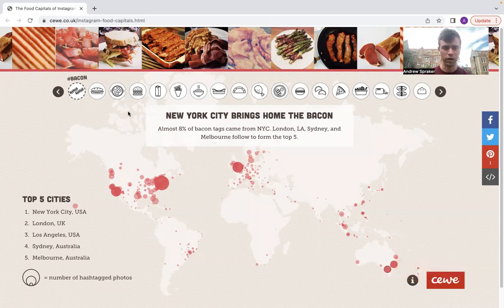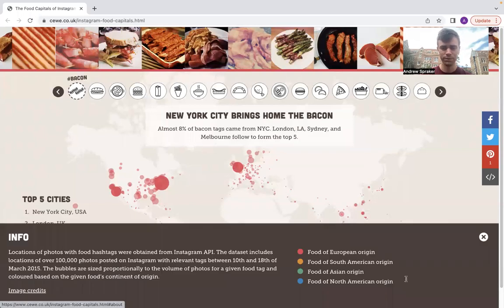And if we look up here, we can see that it is for a whole bunch of different foods. So before we go into this, let's look at the key right here. It kind of shows what this map is. So you can see the food hashtags were obtained from Instagram. And they did this by creating a program that went through and basically picked out where these hashtags were from, which is really cool. And it shows the power that programs and maps have.